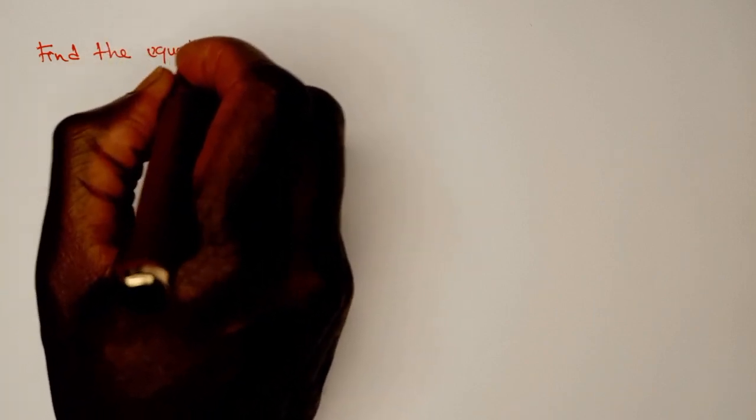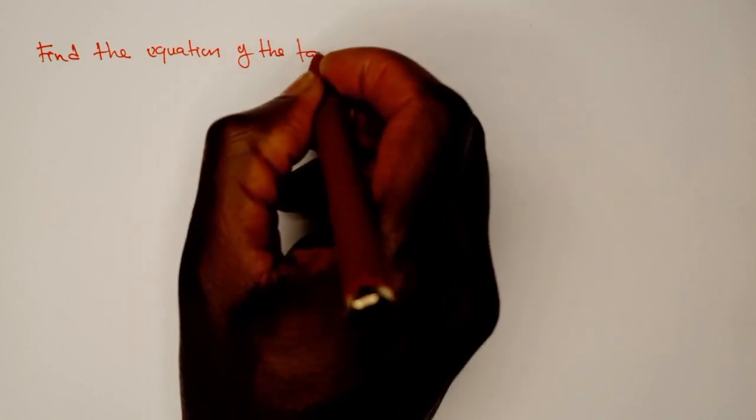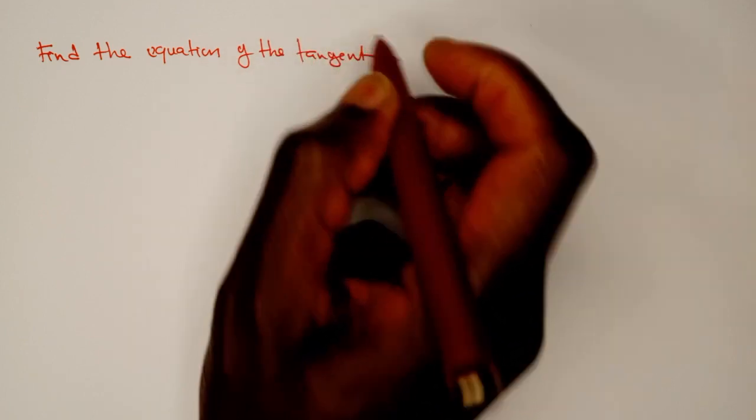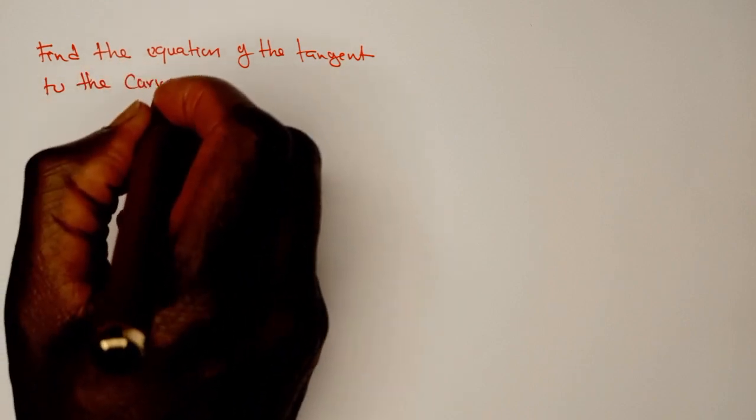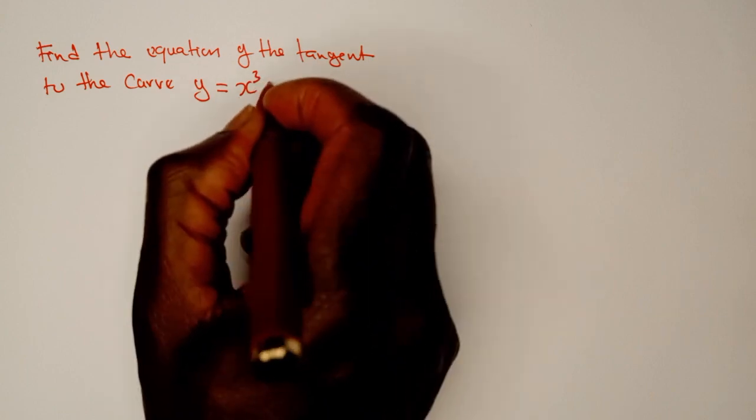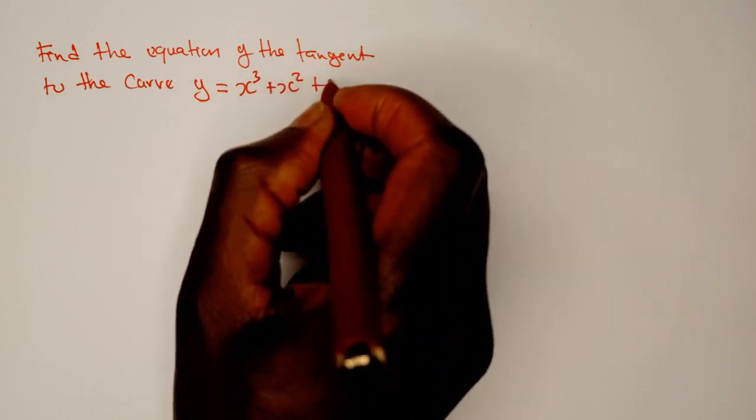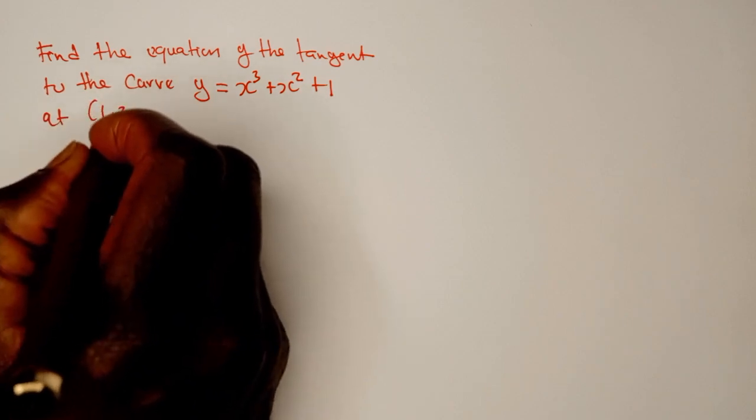Find the equation of the tangent to the curve y equals x raised to 3 plus x squared plus 1 at (1, 3).